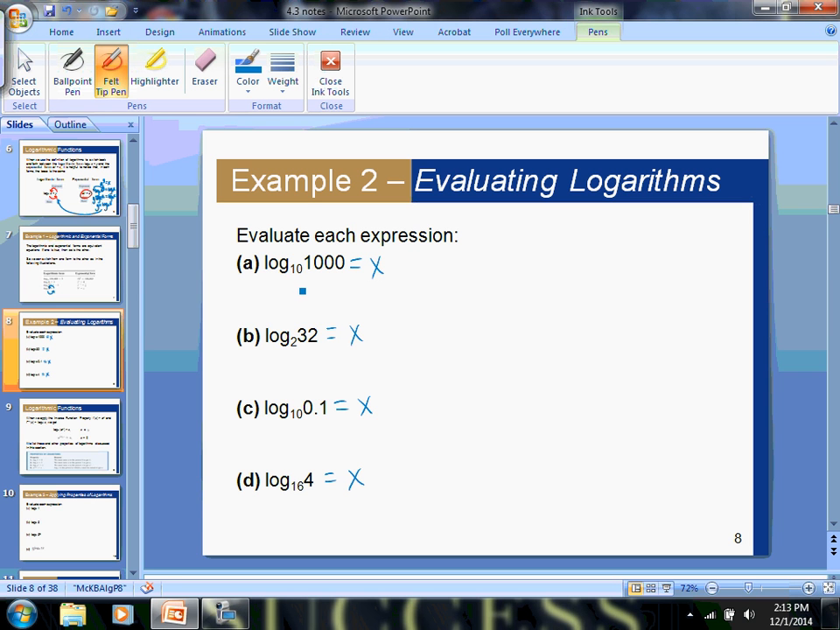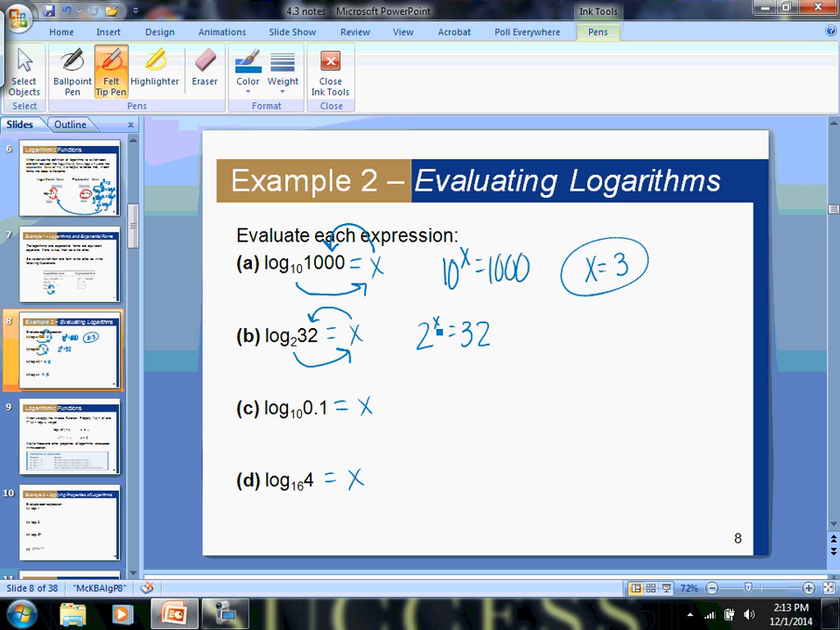So to solve this, I would take 10 to the x power equals 1,000. And then you just basically have to say, okay, well, 10 to what power is 1,000? X is 3. So you don't need a calculator at all to do that for you. For part B, you'd have 2 to the x equals 32. And then you'd have to say, okay, 2 to what power is 32? Well, that would be to the 5th.